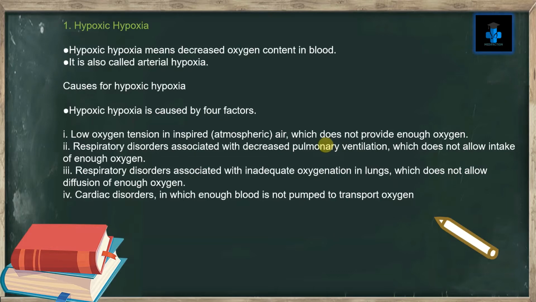Number 2, respiratory disorders associated with decreased pulmonary ventilation, which does not allow intake of enough oxygen. Number 3, respiratory disorders associated with inadequate oxygenation in lungs, which does not allow diffusion of enough oxygen. Number 4, cardiac disorders, in which enough blood is not pumped to transport oxygen. Now let's elaborate these 4 points.